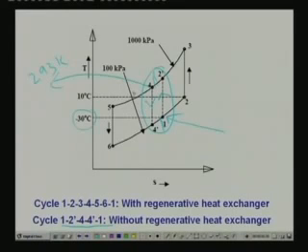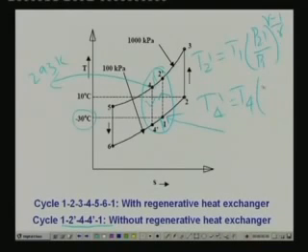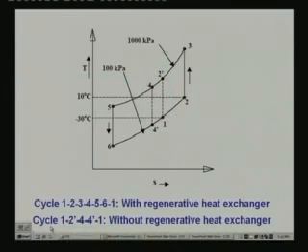Okay, so these two temperatures are given, we have to find out the remaining temperatures, and since the pressures are the same, 100 kilopascal here and 1000 kilopascal, we can find T2' as T1 into (P2'/P1) to the power of (gamma minus 1)/gamma. Similarly, T4' is T4 into (P1/P4) to the power of (gamma minus 1)/gamma. All the pressures are known, T1 and T4 are known, so we can find T2' and T4'. Okay. So that is what is done.